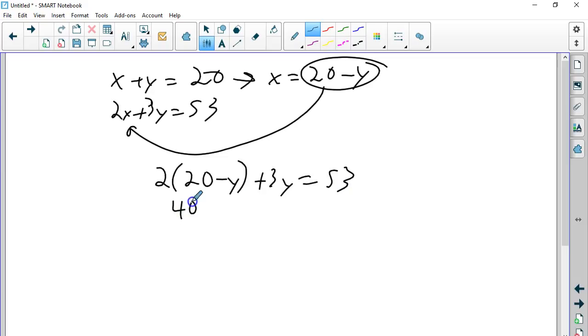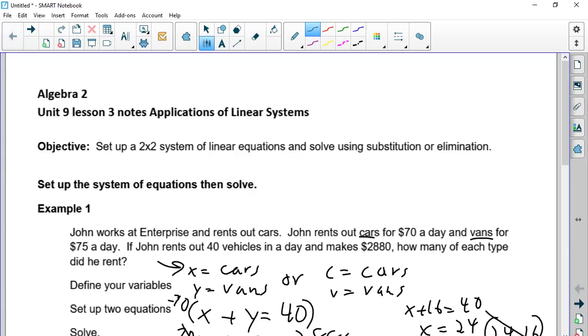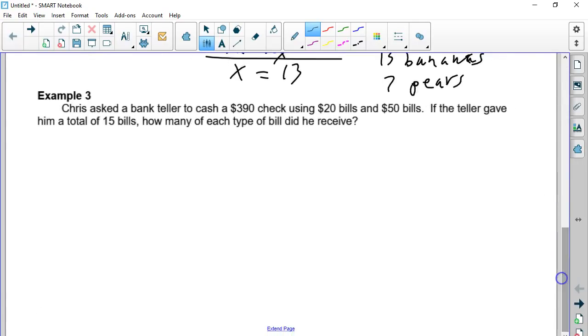Distribute my 2, I get 40 minus 2y plus 3y equals 53. This should look familiar because pretty much there's y, subtract 40, 13. Plug it back in to get 7 pears. So, it doesn't matter which way you do it. They're both pretty simple methods. I just personally prefer elimination.